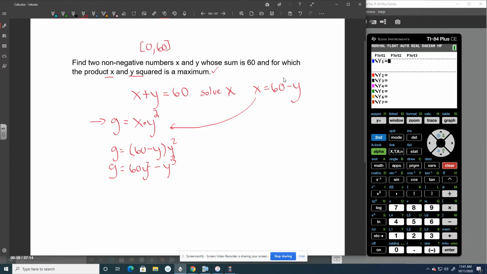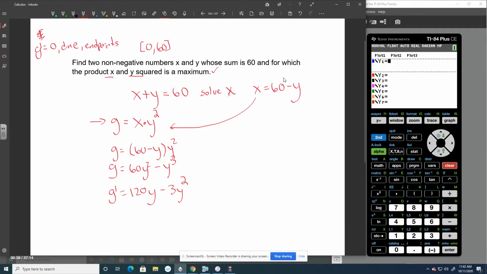So, derivative time. I take the derivative of g. 60y squared becomes 120y, and negative y cubed becomes negative 3y squared. Still not too messy of a function. That's it for my derivative. So the values I'm interested in, remember, to maximize or minimize, we want to know when g prime equals 0, does not exist, and we've got to check our endpoints just to be sure.